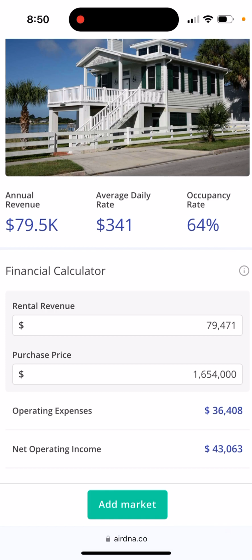And then you just get this 64%, and then you would get, for example, on average, 80K per year from this property. But then there are also all the operating expenses, which can be like 36,000, and therefore you can make something like 43,000 net operating income.